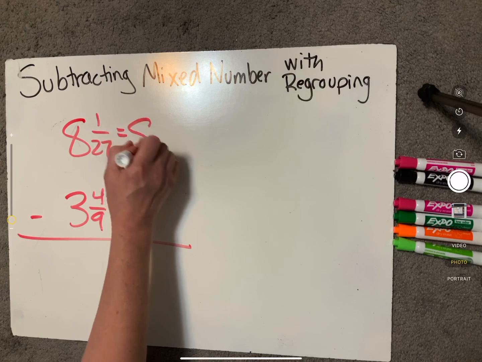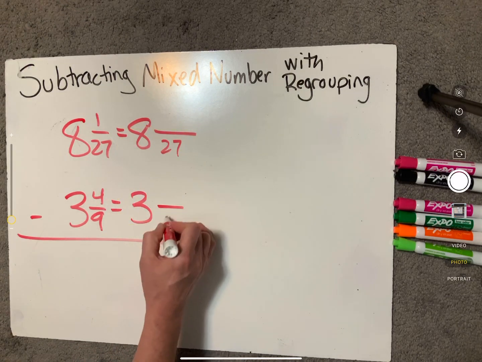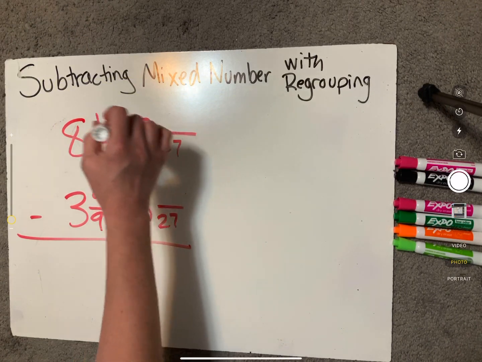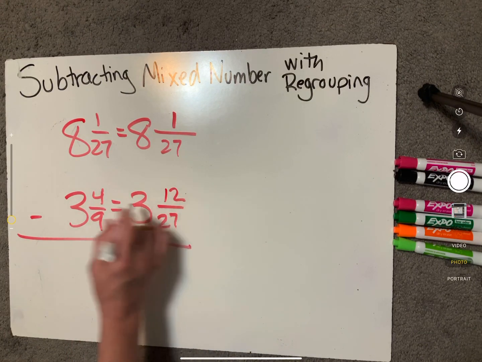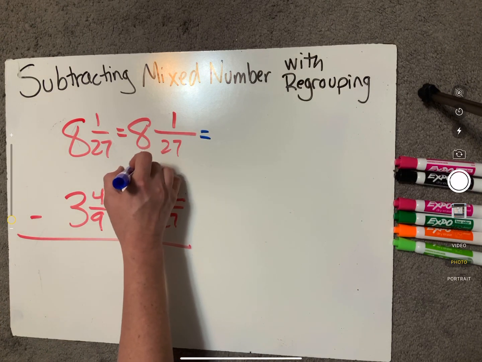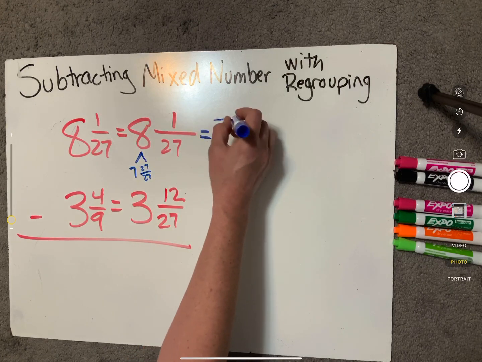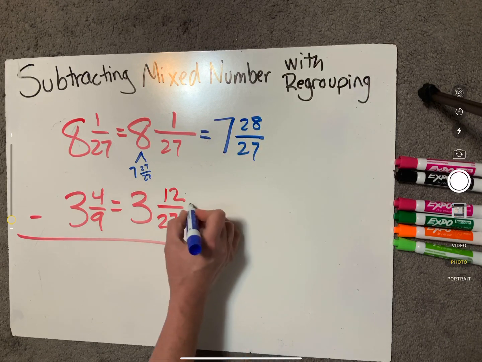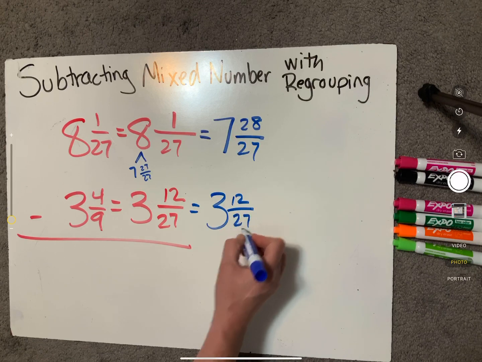Okay, once again, we need our whole numbers. Common denominator, 27. 27 times 1 is 27, so 1 times 1 is 1. 9 times 3 is 27. 4 times 3 is 12. So once again, we cannot subtract 12 from 1, so we have to regroup. 7 and 27/27. So we get 7 and 27 plus 1 is 28/27. And this bottom remains the same. So 3 and 12/27.